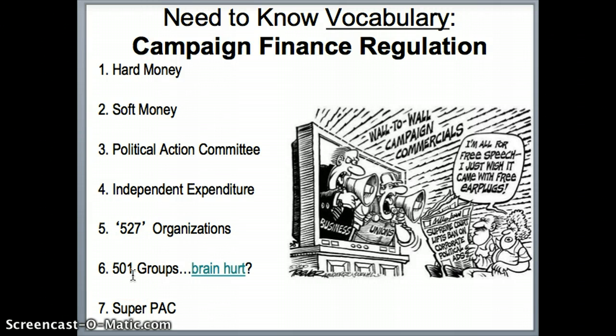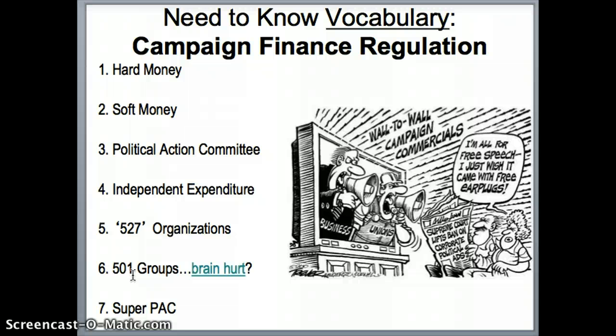501s are another independent expenditure. They're a tax-exempt group like 527s. They cannot give money directly to candidates either. They cannot give money to or coordinate with parties and candidates as well. And what's interesting about them is that they can promote candidates, compared to 527s.